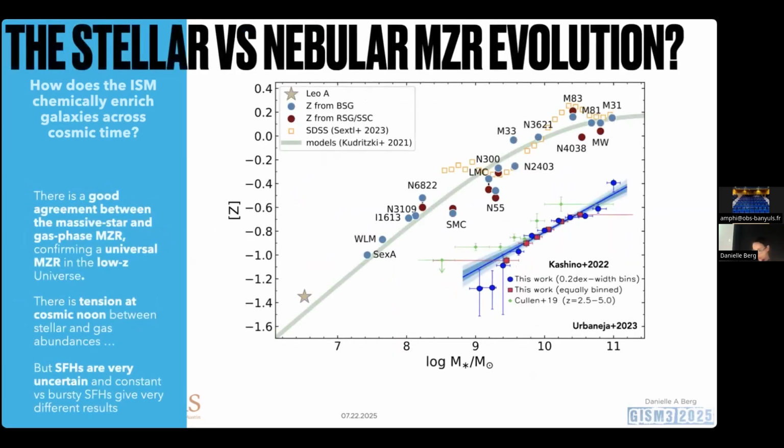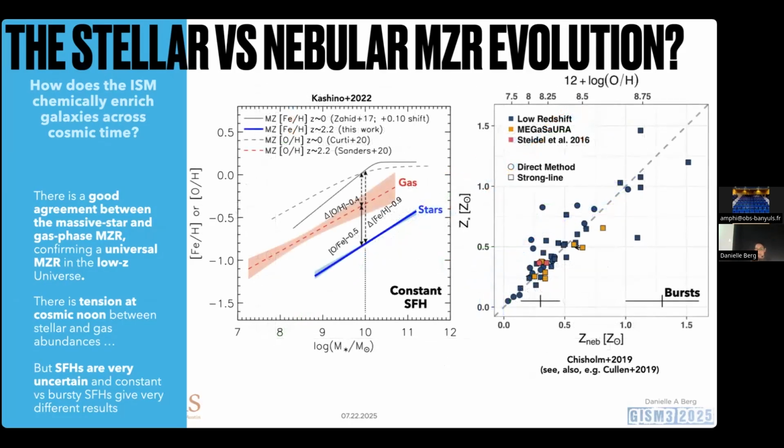Now going back and comparing on this plot, is there evolution in our stellar work? Well, some trends like Kashino 2022 have found that at higher redshifts, like redshift 3, or the Cullen 2019 points that are on here from redshift 2.5 to 5, we're seeing an offset from our redshift 0 to our higher redshift stellar MZR. But this also depends on how exactly we're measuring everything, I guess.